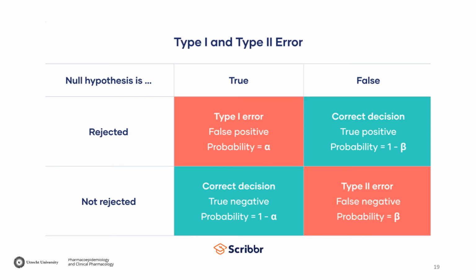So a type 1 error is also known as the false positive. So this is the probability alpha. It's known as a false positive, and it occurs when we incorrectly reject a true null hypothesis. So that means that we will report our findings as significant when in fact that is not significant, and it maybe is something that occurred by chance.